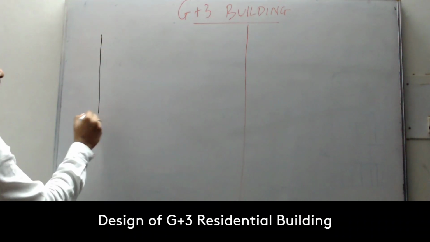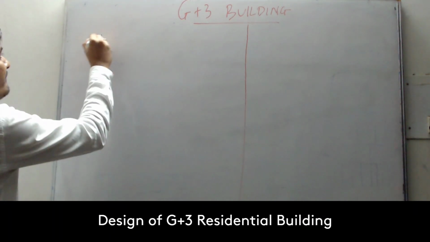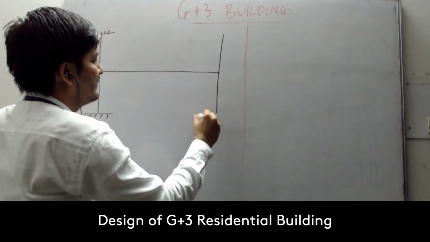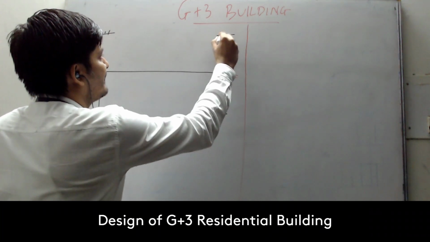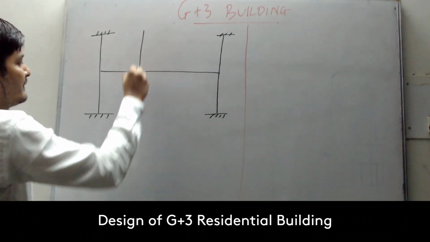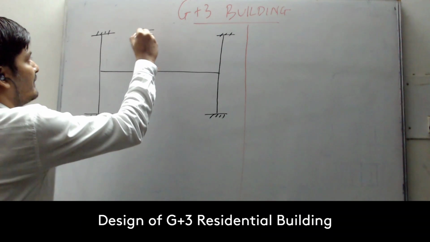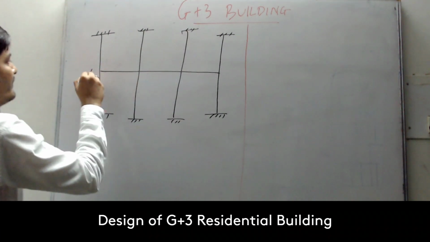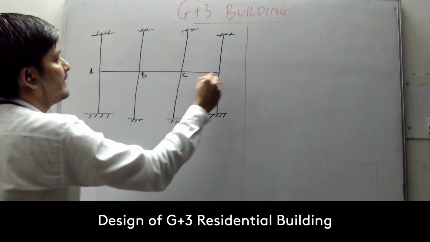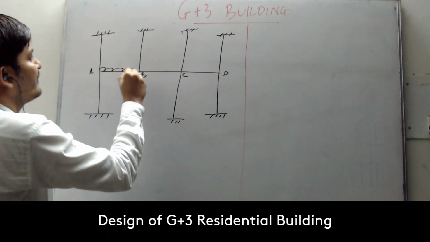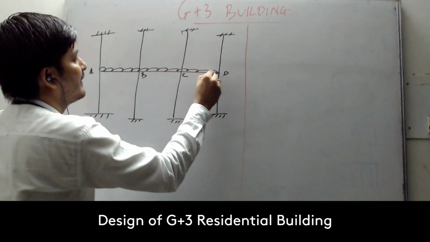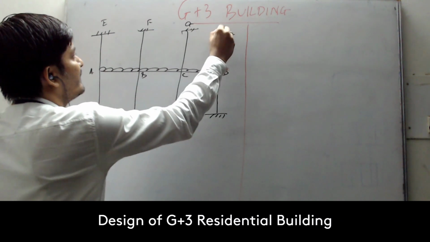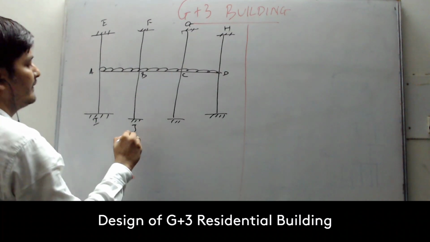This was the substitute frame that was drawn yesterday, or say in the previous session. This is A, B, C, D. There is a UDL acting over it, right? And E, F, G, H, I, J, K and L up to L point.